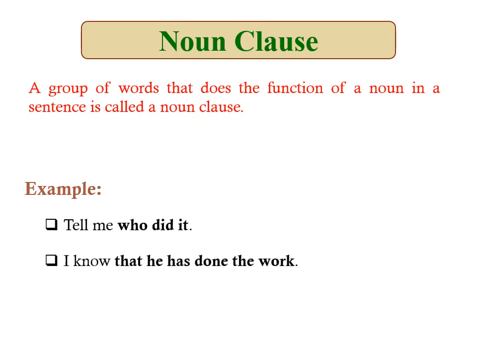Next, I know that he has done the work. Here also no ki question korle amra ki pachhi, answer ta pachhi that he has done the work. That means that he has done the work is a noun clause and also a subordinate clause.